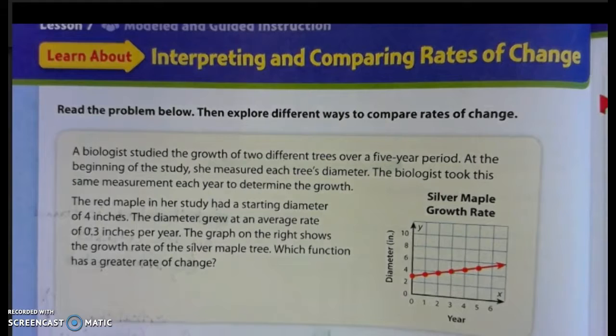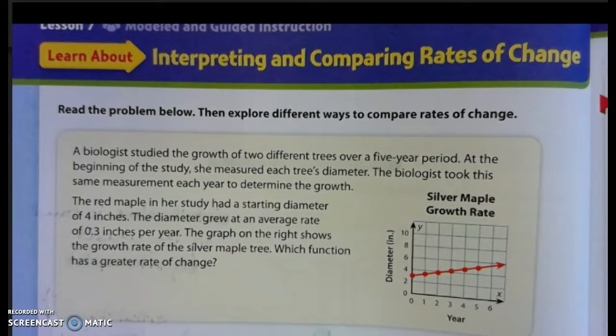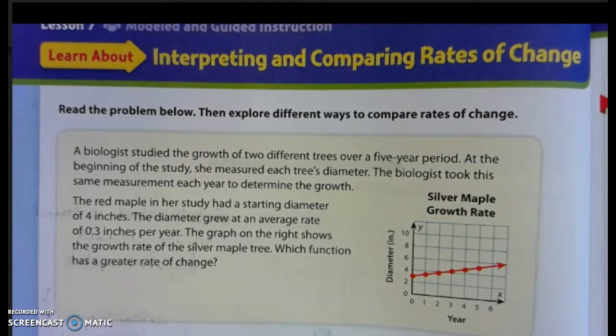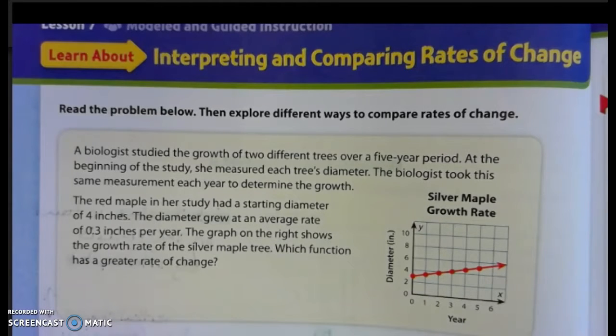All right, interpreting and comparing rates of change, top of page 60. We're going to talk about some maple trees, and we are going to compare initial values and rate of change. Now, in your video, I gave you a couple examples of this to write down. You actually had to find the same initial value and the same rate of change in 2 different formats. There is a third format that we're going to do in the next lesson.